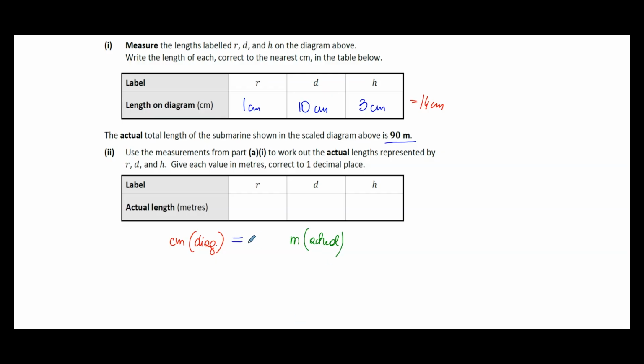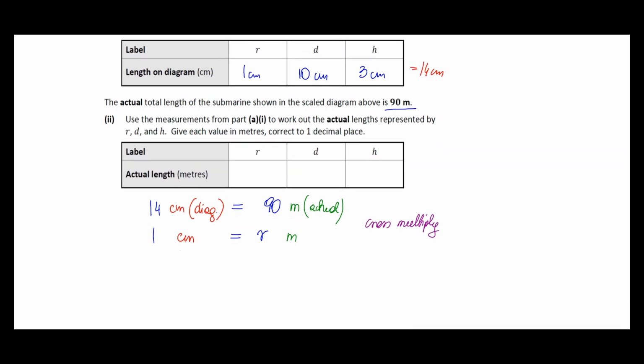Well, what do we know? The whole length of it is 90 meters, and the whole length in the diagram is 14 centimeters. Therefore, what am I looking for? Let's say I'm looking for R in meters, and R in centimeters on the diagram is 1. And how do we solve that? We cross multiply.